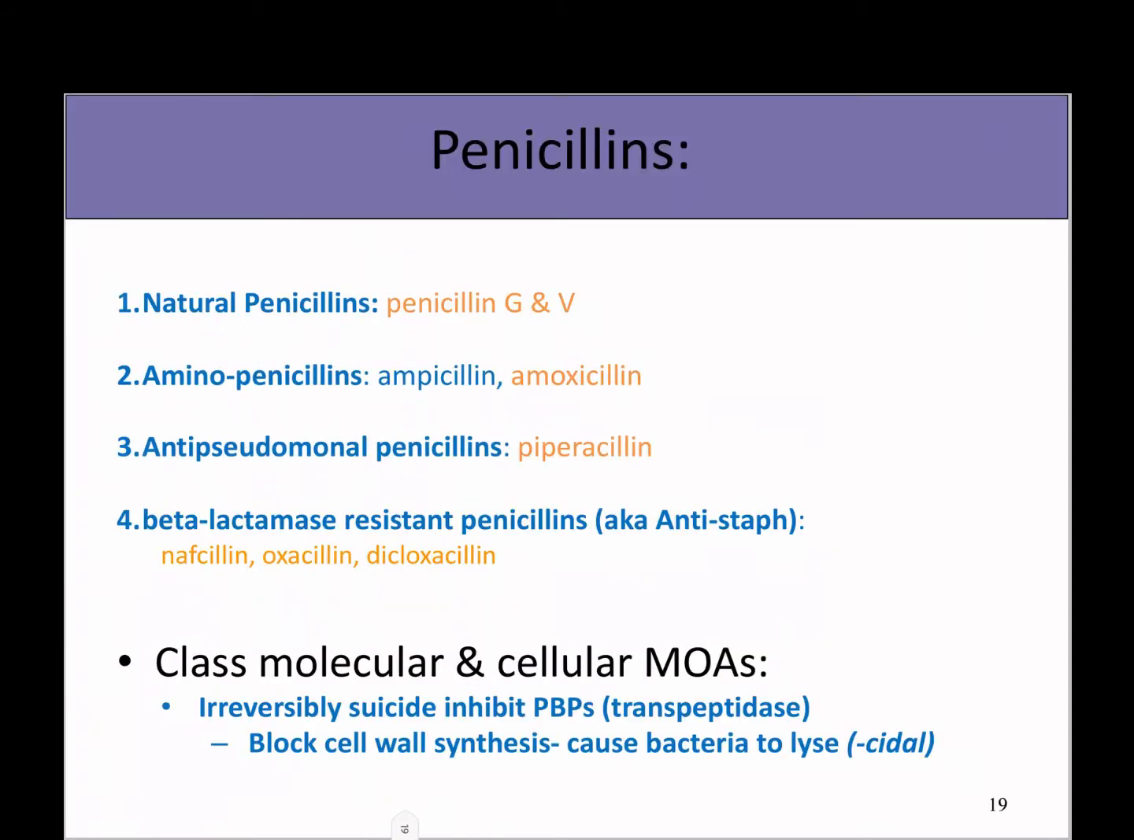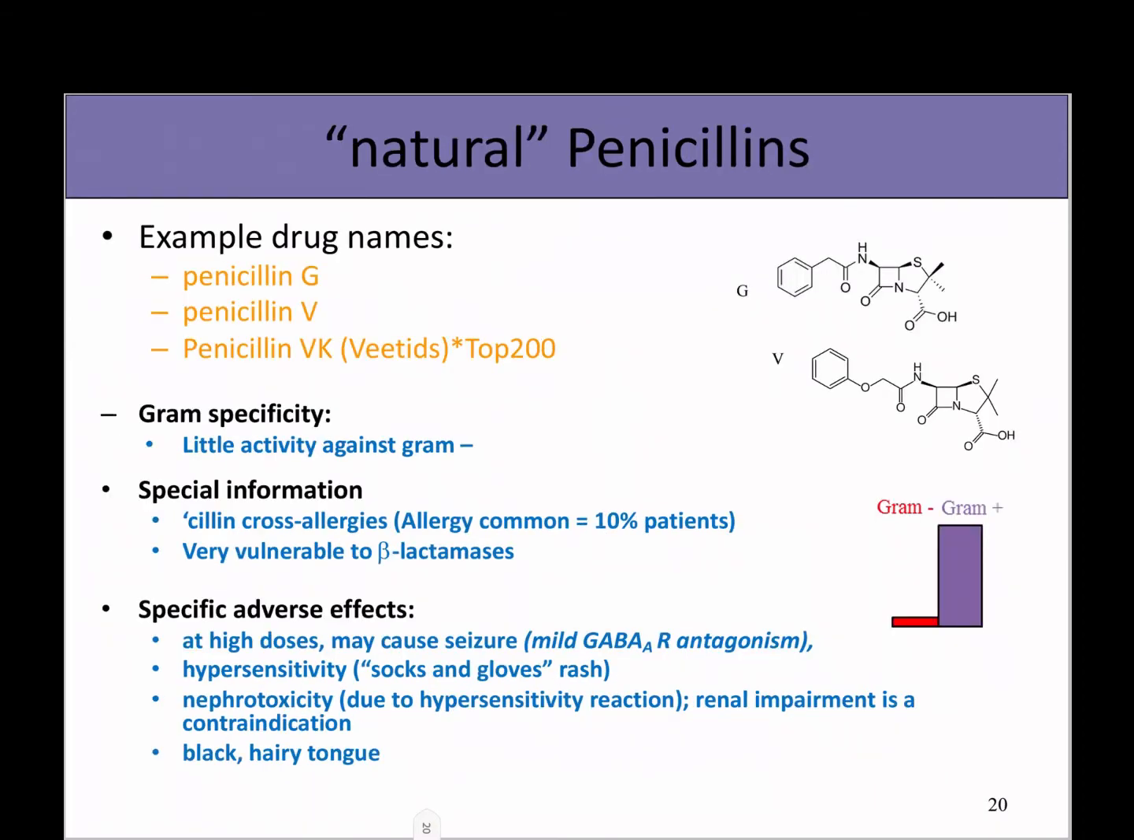So for the penicillins, all of them are going to have the same molecular and cellular mechanism of action. They're going to irreversibly suicide inhibit PBPs, or transpeptidase. That's going to block the cell wall synthesis, and it's going to cause the bacteria to lyse, or break open. Of the natural penicillins, we had penicillin G, penicillin V, and penicillin VK, or VTIDs. Remember, these natural penicillins had very little activity against gram-negative.